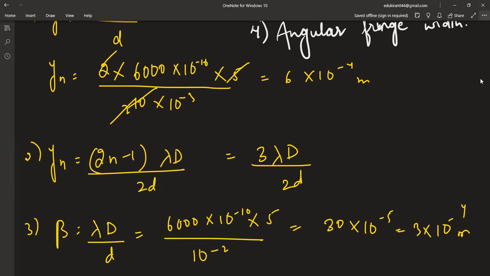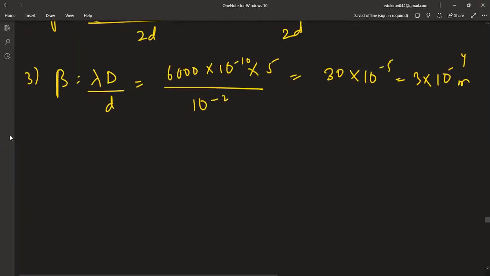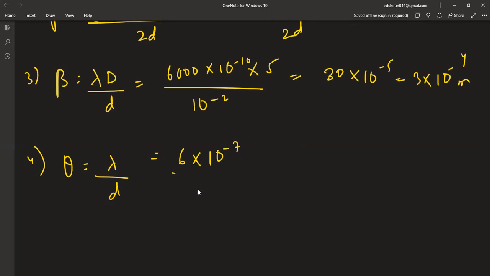Last is angular fringe width. Angular fringe width means the angle that is being subtended. So theta is equal to lambda by d. This is 6 into 10 to the power minus 7 by 10 to the power minus 2, which is equal to 6 into 10 to the power minus 5. Radian is the SI unit of angle.